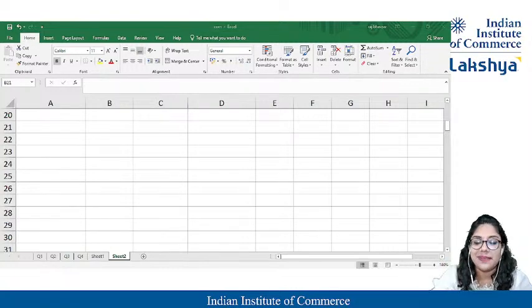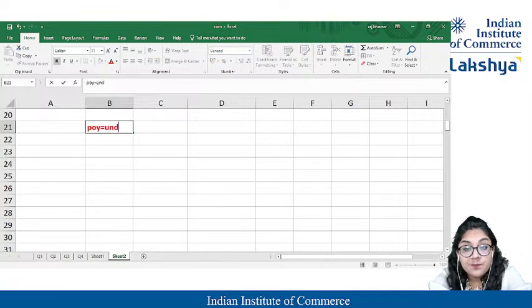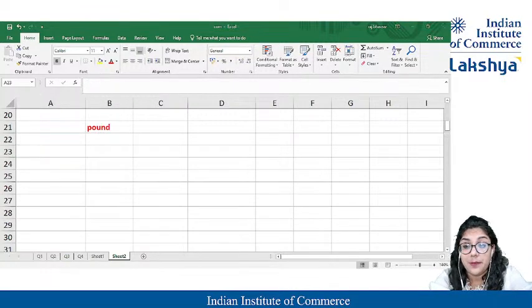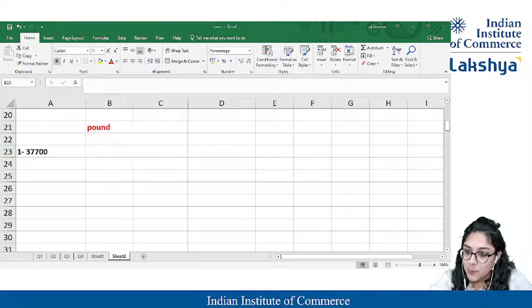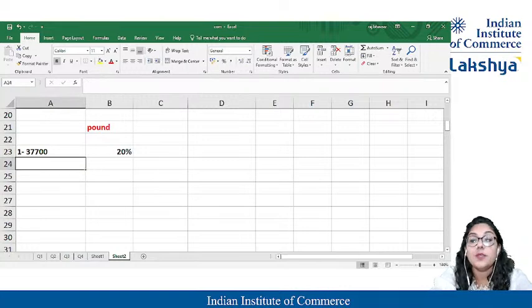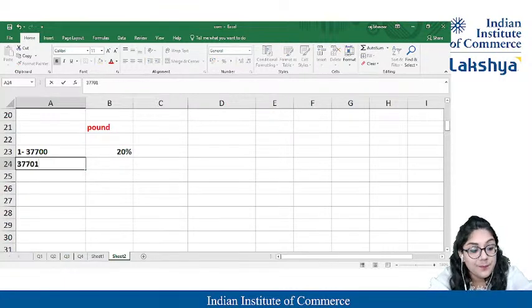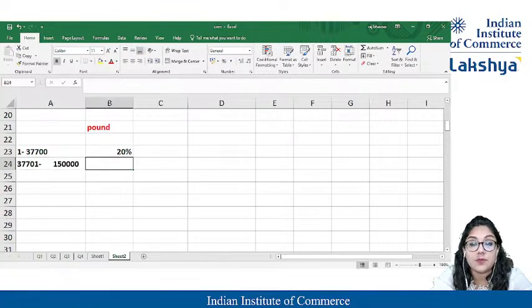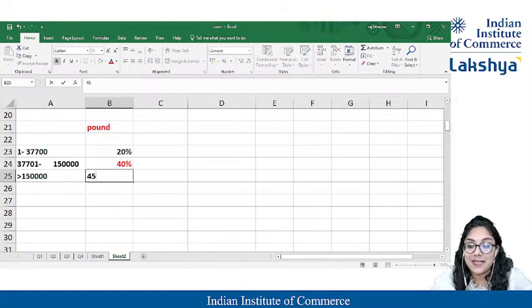If I'm telling you about the first band, let me write it. Everything you need to consider in pounds only, please take care. Suppose my total taxable income is between £1 and £37,700, then I am supposed to pay 20% tax. If my total taxable income goes beyond 37,700, that is 37,701, till 150,000, students, are you going to pay 20%? No, it is going to increase to 40%. If your income is beyond 150,000, then you are supposed to pay a tax of 45%.